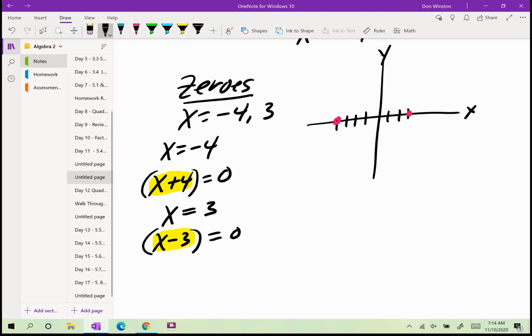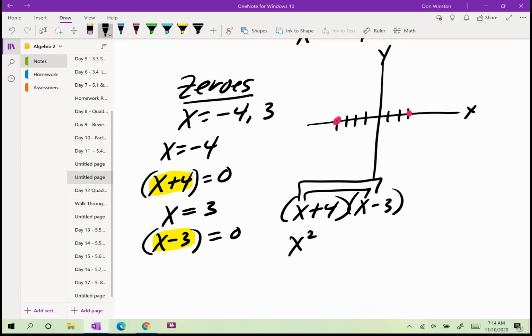So to write a quadratic function that has zeros of -4 and 3, or factors of x plus 4 and x minus 3, I just multiply my factors. I FOIL. So x times x is x squared, and then x times -3 is minus 3x, and then 4 times x is plus 4x, and then 4 times -3 is -12.